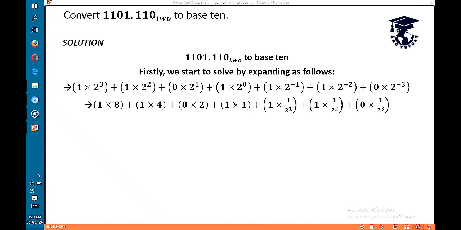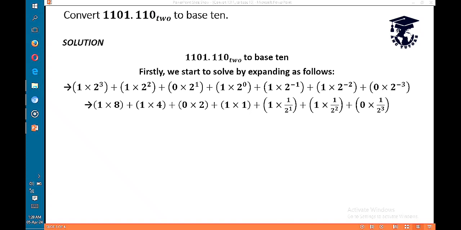2 raised to the power 3 is equal to 8, and that is why we have 1 times 8 in the first bracket. 2 raised to the power 2 is equal to 4, so we have 1 times 4 in the second bracket. 2 raised to the power 1 is equal to 2, and that is why we have 0 times 2 in the third bracket. 1 times 2 raised to the power 0 can be replaced with 1 times 1, because 2 raised to the power 0 is 1. Coming to the fifth bracket, where we have 1 times 2 raised to the power -1, we can rewrite this as 1 times 1 whole over 2 raised to the power 1.